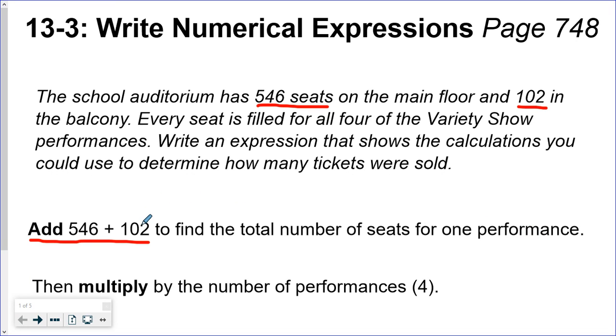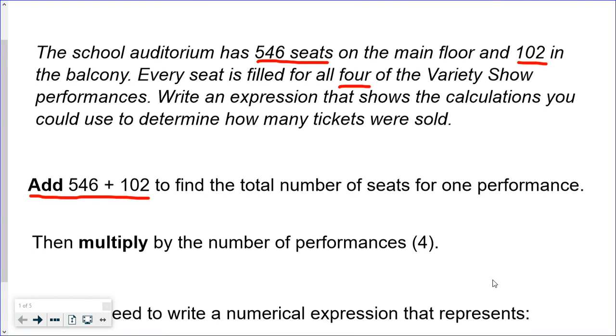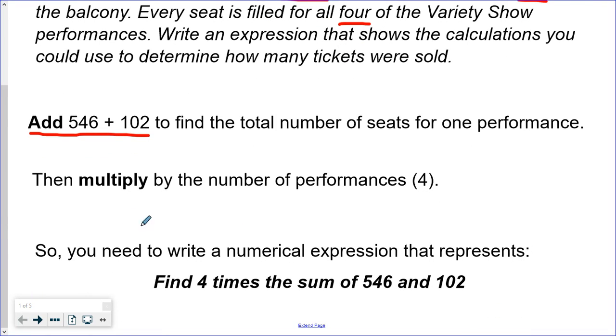So once we've added those two numbers together, you'll notice that the problem also says that every seat was filled for all 4 of the performances. So there were 4 performances. Once I've added these two numbers together to figure out how much one performance is, the next logical thing that I should do is multiply that number by the number of performances. We're going to multiply that number by 4. So what I've done now is I've written what the expression should look like.